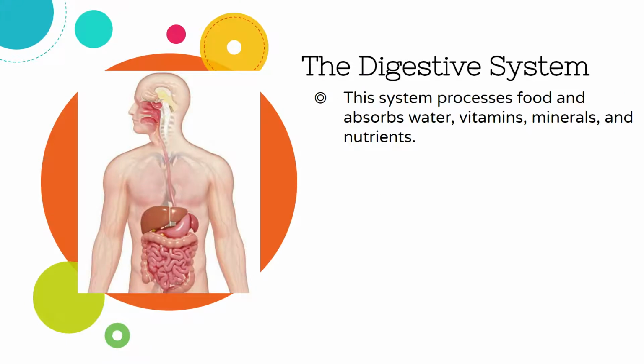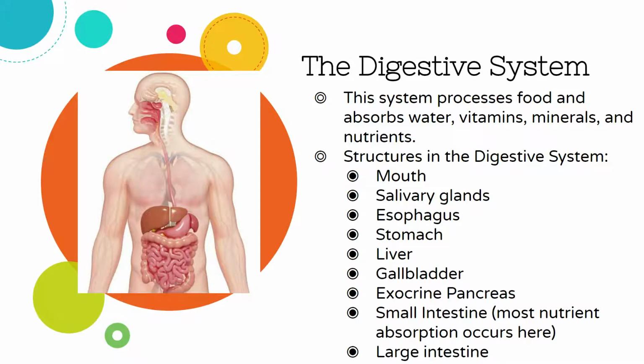The digestive system processes food and absorbs water, vitamins, minerals, and nutrients. Structures in the digestive system include the mouth, esophagus, stomach, exocrine pancreas, small intestine, and large intestine. It's important to note that most nutrient absorption occurs in the small intestine.